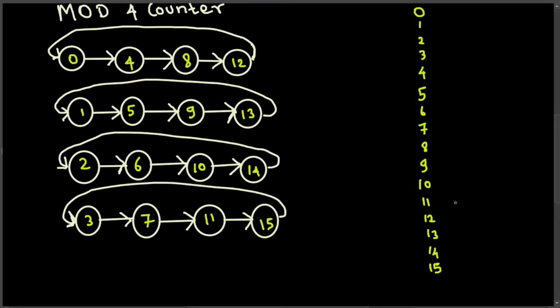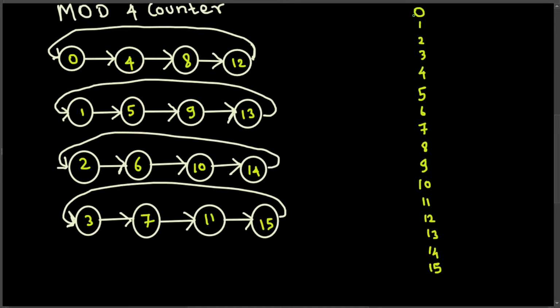Let's see how to design a mod 16 counter using flip-flops. Here you can see we have 16 different states, starting at 0 and going to 4, then from 4 to 8, 8 to 12, then it goes back to 0. How does this work? You have to look at the numbers, like it goes from 0 to 15.